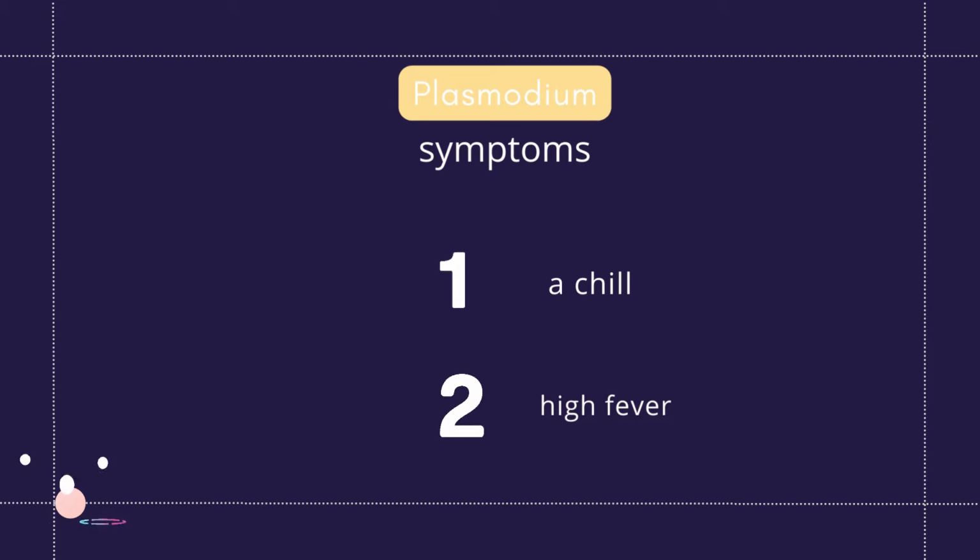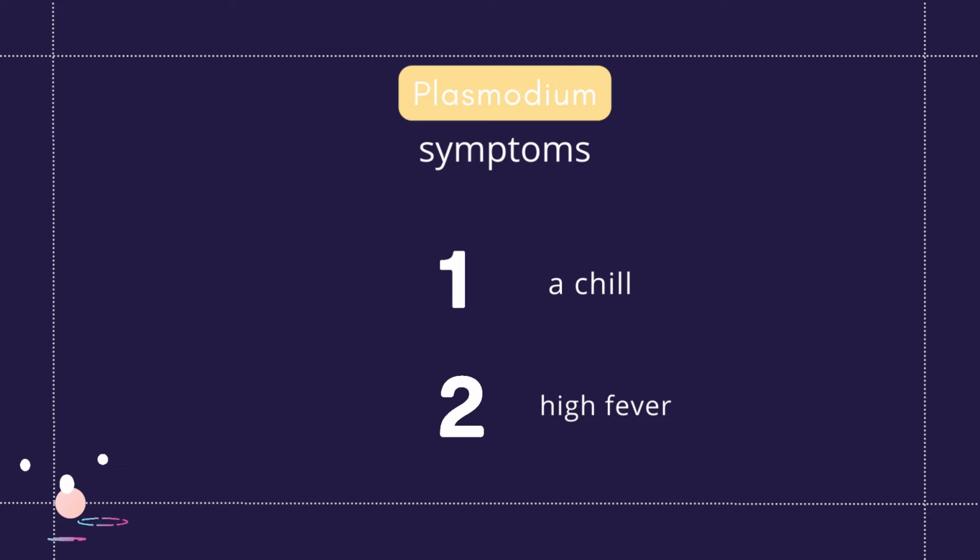And what are the symptoms of malaria? The symptoms of malaria are chill followed by high fever. Why is high fever caused? Because it is caused by toxic substances that are released and affect other organs of the body.